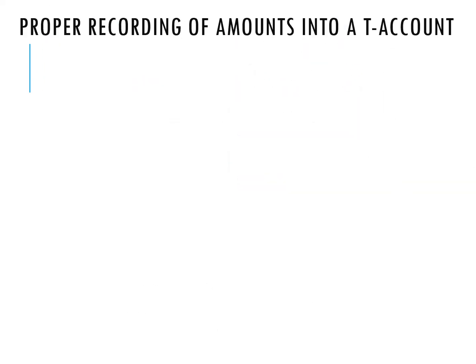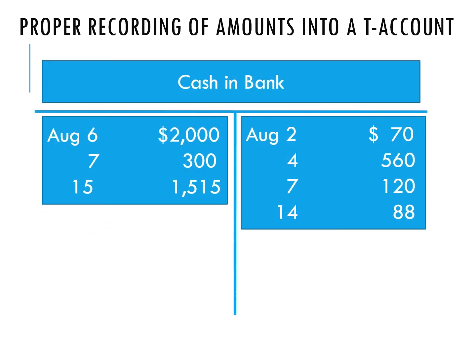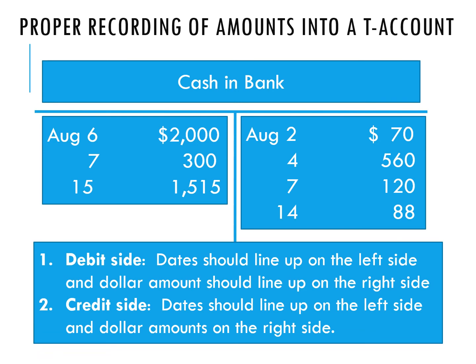How do we record properly into a T account? If we look in the cash in the bank account, we are going to see a series of transactions both on the left side, or the debit side, and on the credit side. On the debit side, the dates should line up on the left side, and the dollar amounts should line up on the right side. On the credit side, the dates line up on the left side and the dollar amounts on the right side. It is best to try and line up dollar amounts by ones, tens, hundreds, thousands.